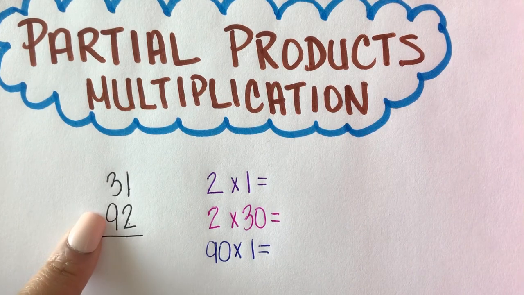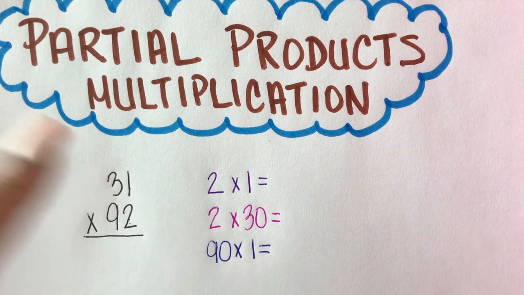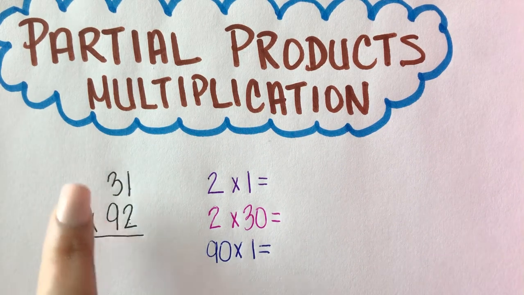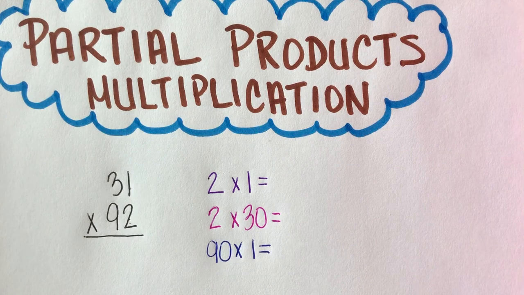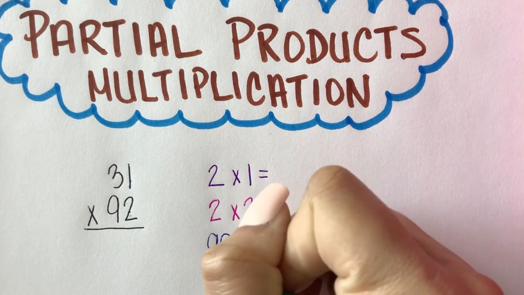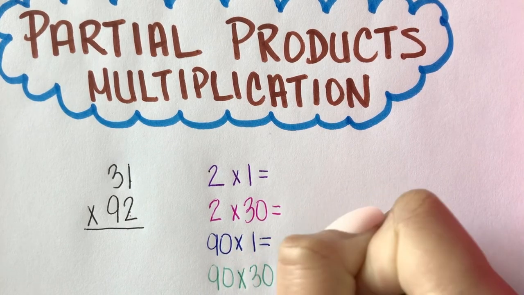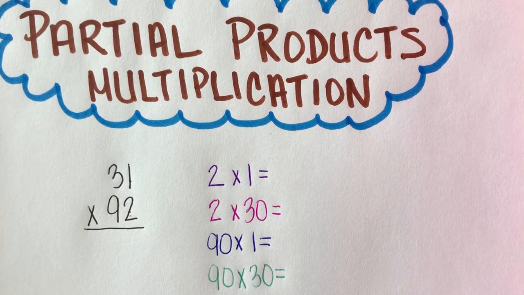Then we have a 9 in the tens place. We're going to multiply it by this 3 up here. But the 3 is also in the tens place. So in that case, it is 90 times 30. And it's always a good idea to keep your multiplication for your partial products written on the side.